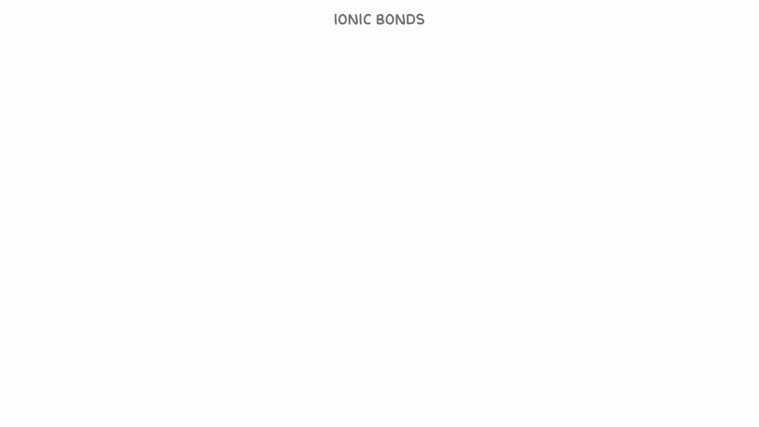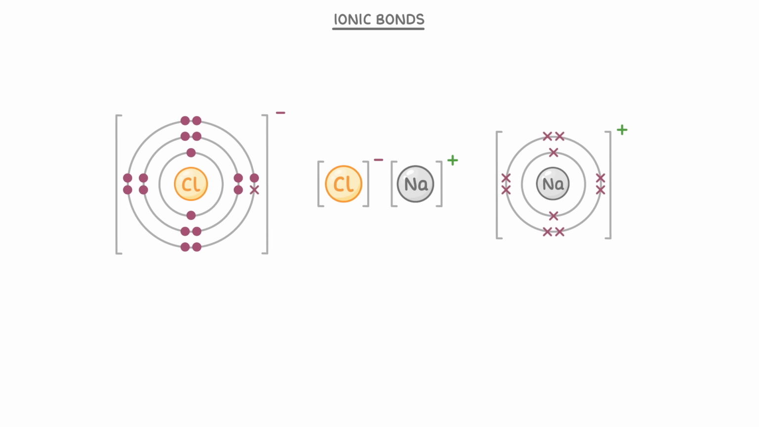In today's video, we're going to take a look at how particles can bond together through ionic bonds. And to explain this, we'll take a look at some dot and cross diagrams.